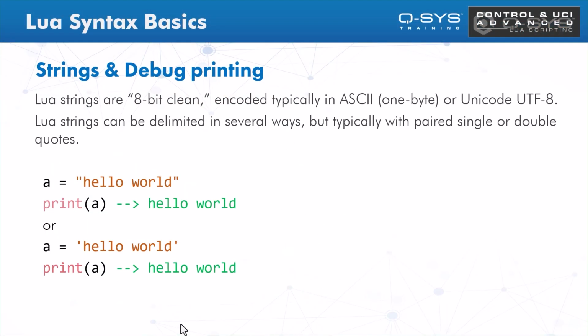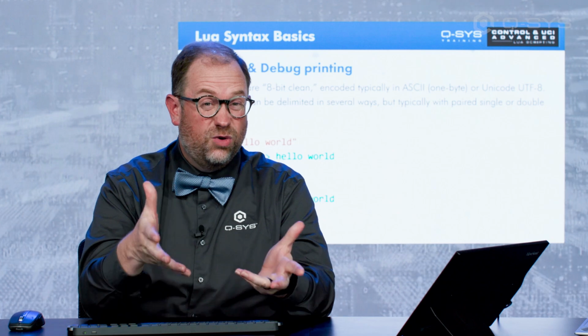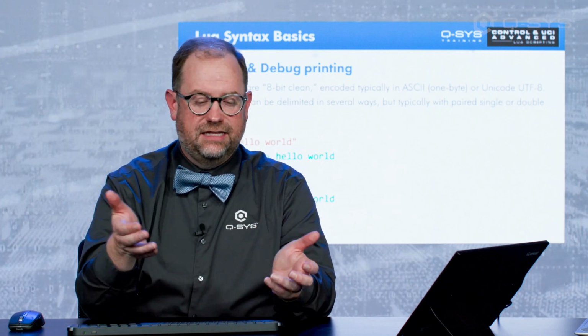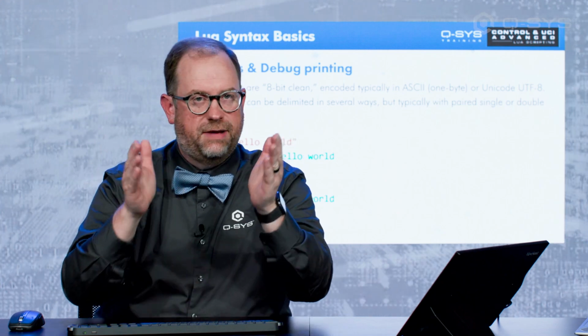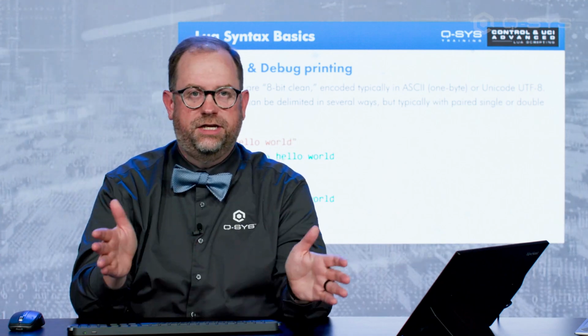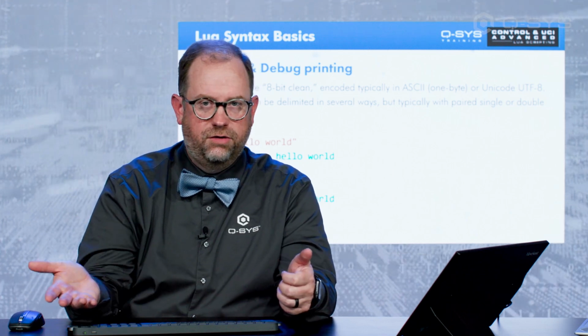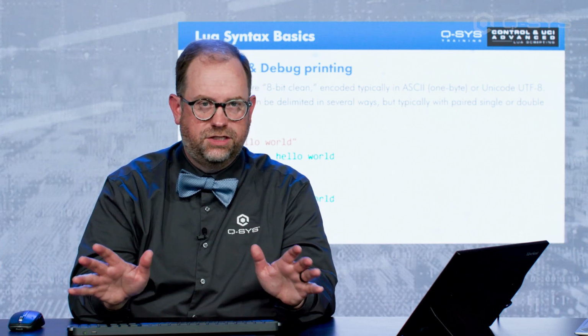Let's keep her moving. Since we're talking about strings, let's take a bit more time to nail a few things down about them. In Lua, strings are 8-bit clean. All that really means is that Lua takes 8 bits by 8 bits by 8 bits for its string of characters. You want to encode in UTF-8, you want to encode in ASCII, it's going to work out just fine.